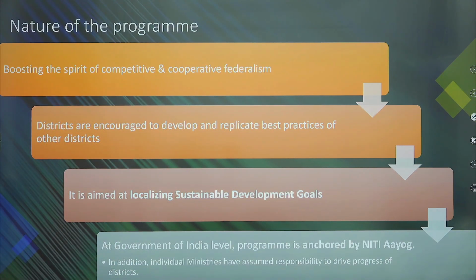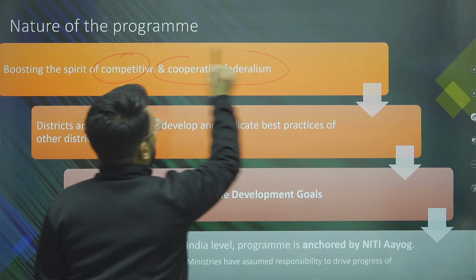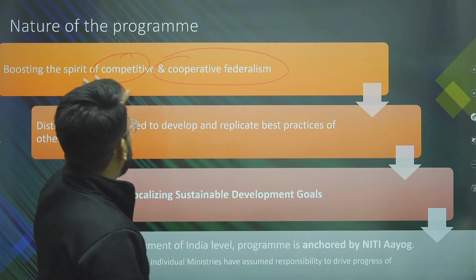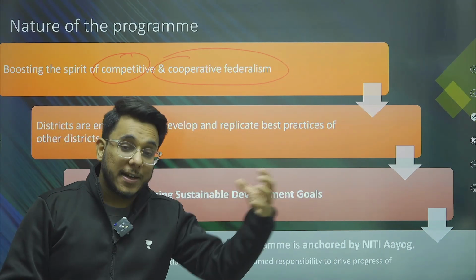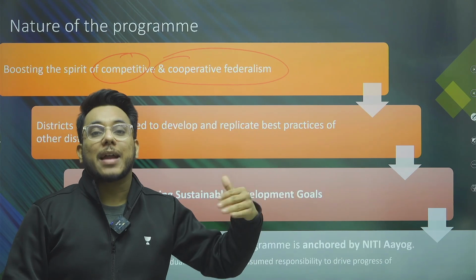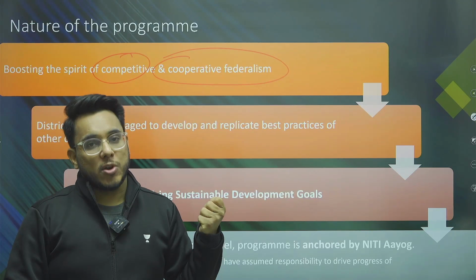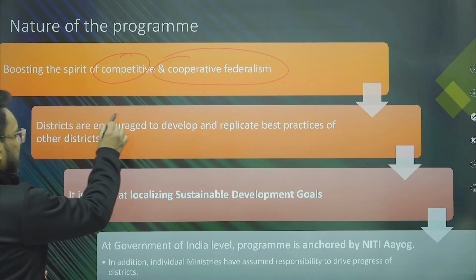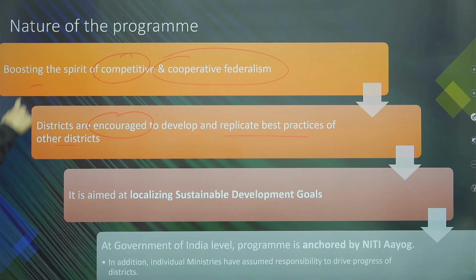Now, this program aims to, number 1, boost the spirit of competitive and cooperative federalism. We have seen there is a ranking framework. It will instill healthy competition and cooperative federalism. Districts in different states can share best practices with each other, due to which they have achieved enhancement in their socio-economic indicators. So cooperative federalism will also be enhanced. Next is that districts will be encouraged to develop and replicate best practices of other districts. So already we have discussed it, it will promote cooperative federalism.